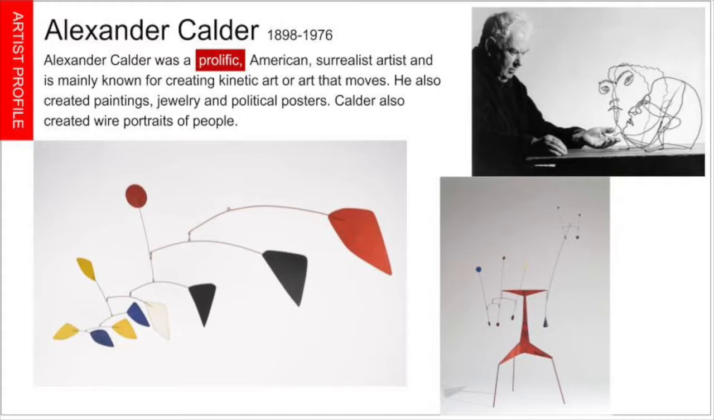Alexander Calder was a prolific American artist that made many mobiles. Prolific means he made a lot of art. His work can be seen all over the world in museums and outside as public art. Many of his mobiles were made out of metal. He also created paintings, jewelry, and wire portraits of people.